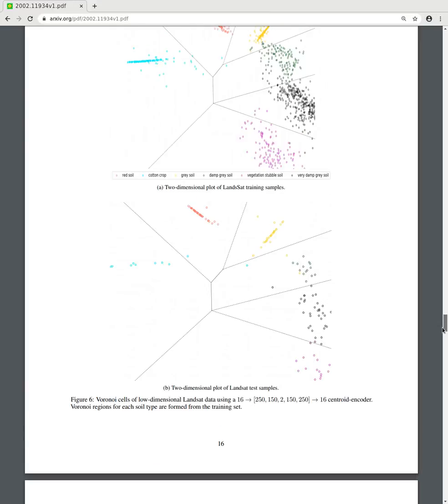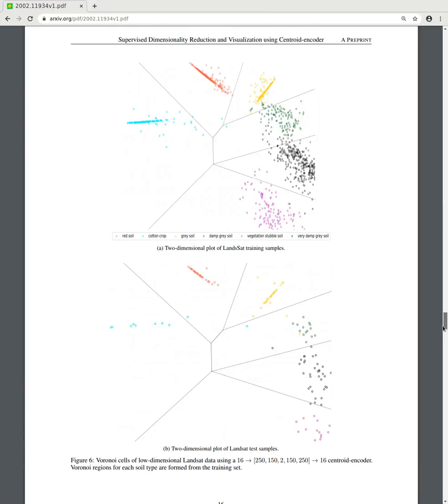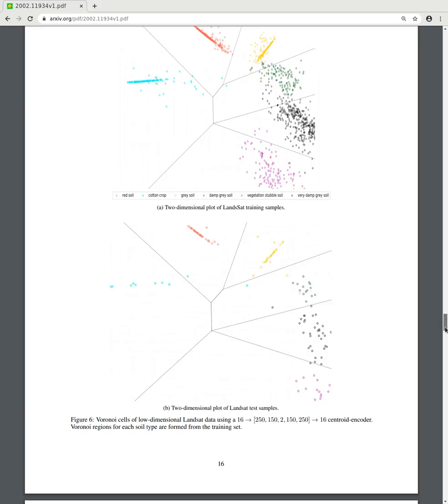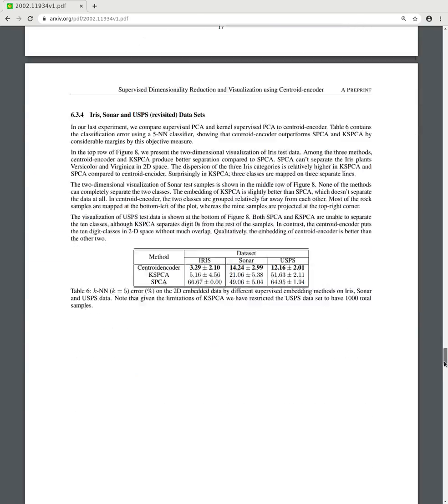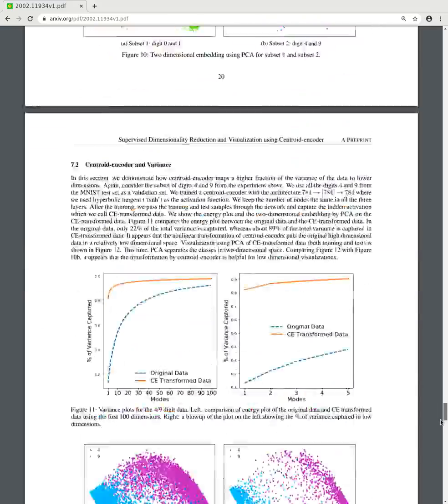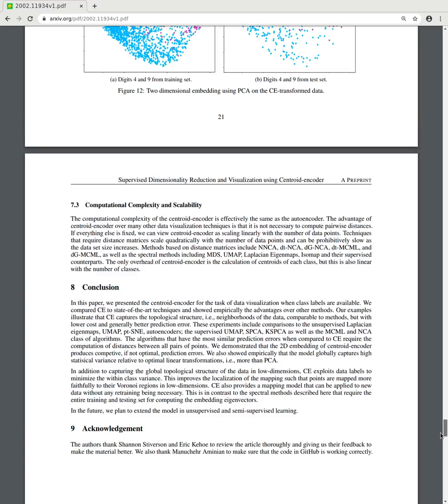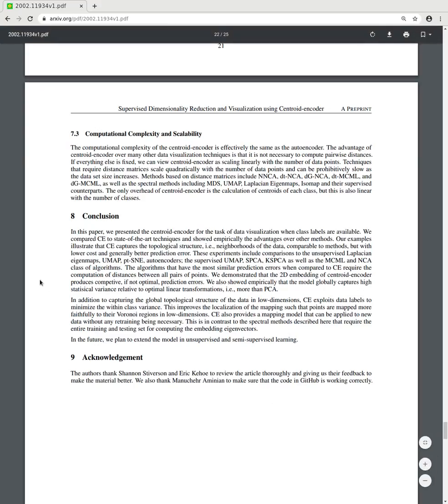If you look at the Landsat data, we can see that the test data is indeed nicely falling, the majority of data points, into the Voronoi cells. Okay, thank you very much. I will read the conclusion again.